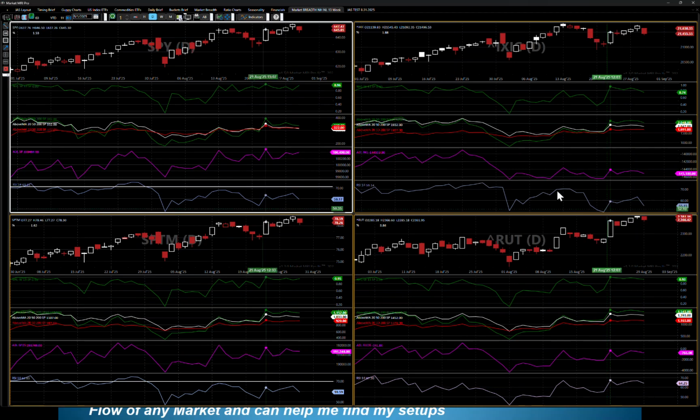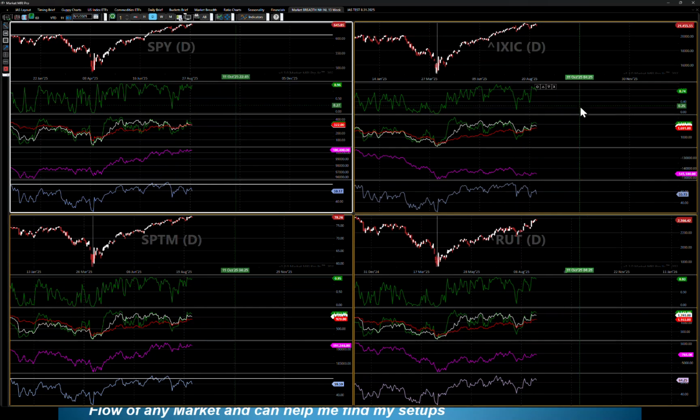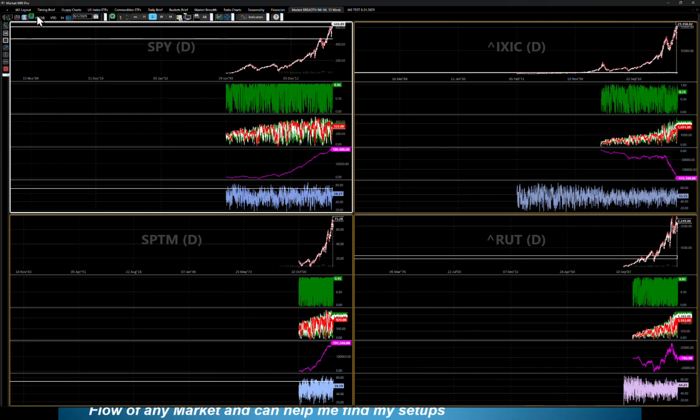Now, when it does this, buy, buy, buy, buy, buy. When it gets all the way up to the top, which it will from time to time, it tells me to be careful, be careful, be careful. And so I have found this to be a great tool.